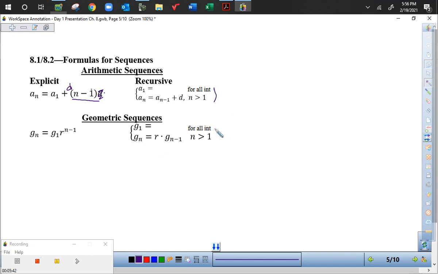We will indicate that when we're talking about n in these formulas, we are talking about integers. For recursive, we're saying n greater than 1, because if you actually plug in 1, this doesn't work because we have a 0 term, which doesn't make very much sense. Okay, so we will say greater than 1 on that.